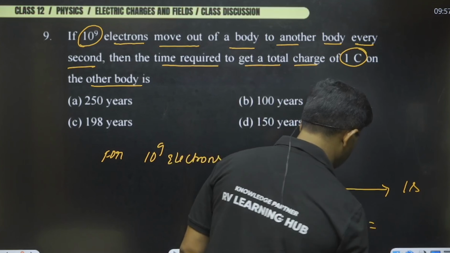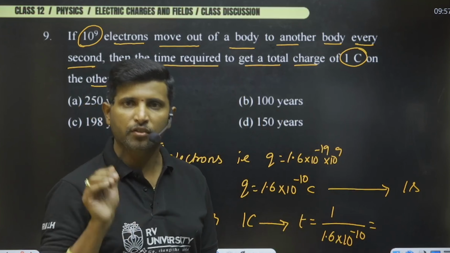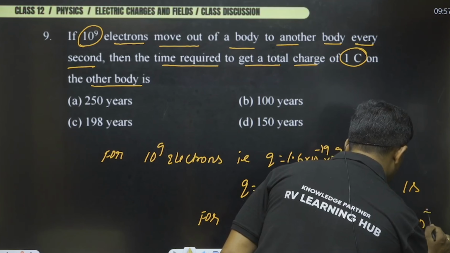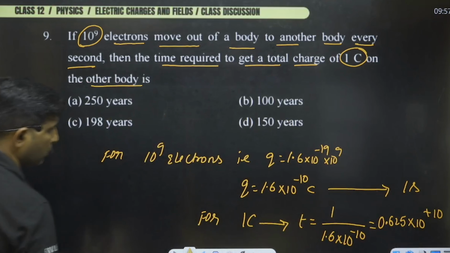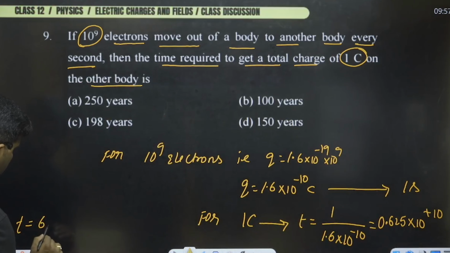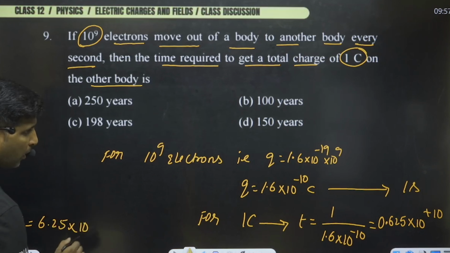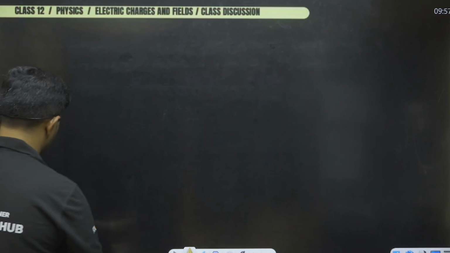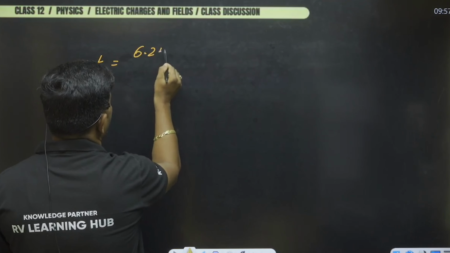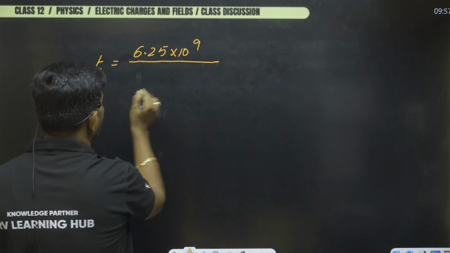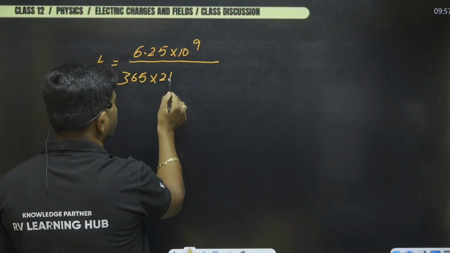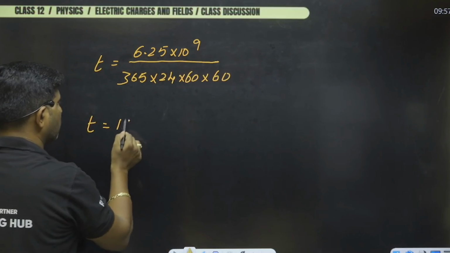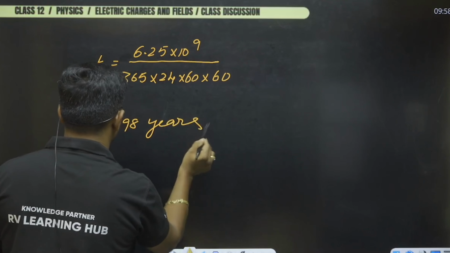If you do simplification, remember that 1 divided by 1.6 is a constant value and is always equal to 0.625, so we get 0.625 into 10 to the power of plus 10. Therefore, time t is equal to 6.25 into 10 to the power of 9 seconds. But in the options they have given years. Therefore, time t is equal to 6.25 into 10 to the power of 9 divided by 365 days into 24 hours into 60 into 60. If you do this, you will get the answer as approximately 198 years.